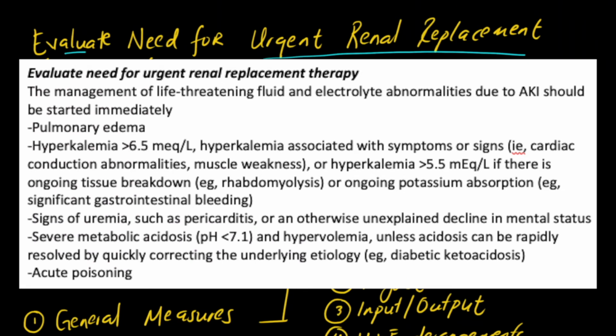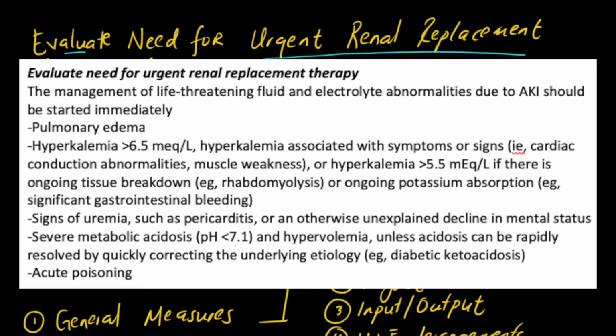Okay, number 1, if the patient is in intractable pulmonary edema, you keep hammering them with the loop diuretics, they are not improving, you need to do emergency renal replacement. Okay, if the patient has hyperkalemia of greater than 6.5 or hyperkalemia associated with signs, whether it's cardiac abnormalities when you do an ECG, or hyperkalemia that is much lower, above 5.5, but there is ongoing tissue loss, okay, whether it's through a form of rhabdomyolysis or potassium absorption problem if you're having GI bleeding, okay, those patients need emergency referral.